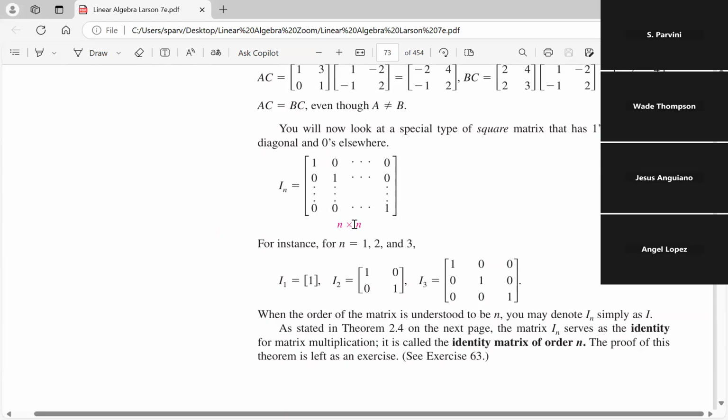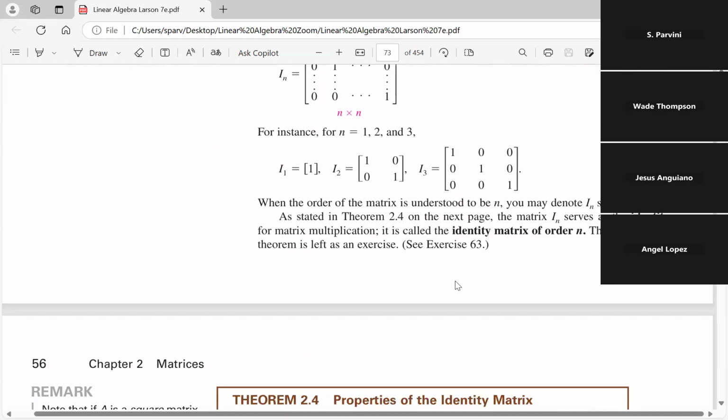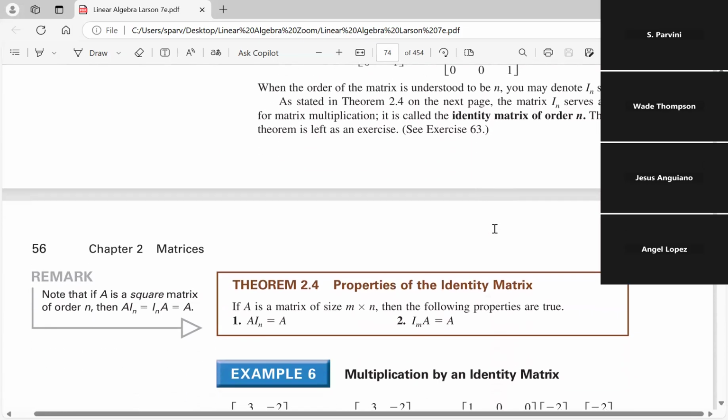So when you look at this, for example, this matrix I3, does this kind of ring a bell? Have you seen something like this before? Yeah. Exactly. Very good. Thank you, Angel. This is the Gauss-Jordan form, isn't it? So the identity matrices are all in Gauss-Jordan form, every one of them. Okay, and there you have that one.